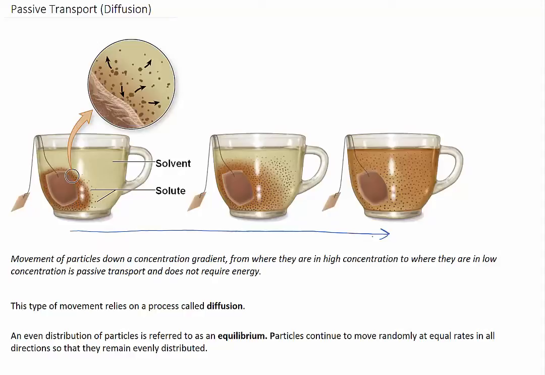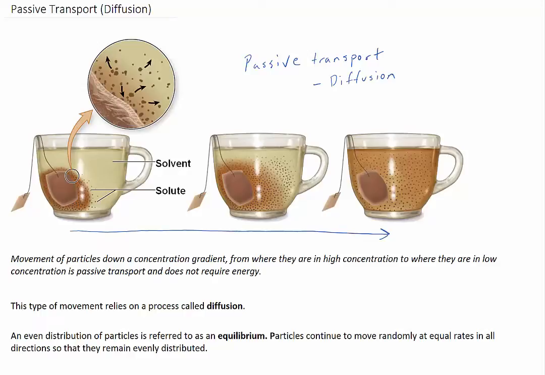Movement that does not require any energy is called passive transport, and that is what is occurring in the tea. Many molecules move across plasma membranes passively without using energy, similar to this example. This type of movement relies on a process called diffusion. This is the spontaneous movement of substances from regions where there is more concentration of solute to an area where there is less concentration of solute.